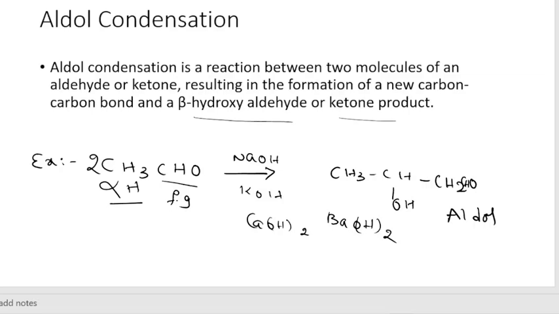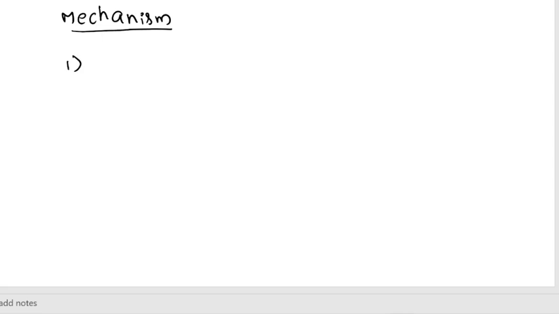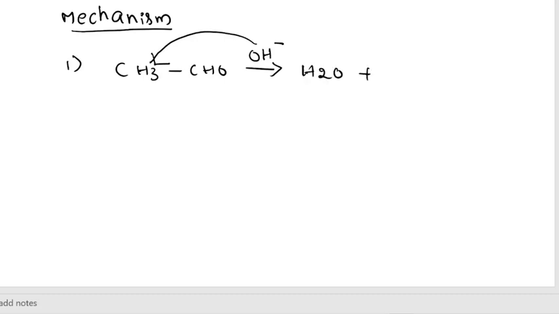Why it is called aldol: this is the aldehyde group and this is the alcohol group. So the same compound contains both aldehyde and alcohol. Hence you can say it's an aldol. In the first step of the reaction, CH3CHO, the OH minus ion from the base readily takes away this alpha hydrogen and converts into water, where the CH2CHO minus carbanion is produced. So carbanion formation is the first step in the aldol condensation.